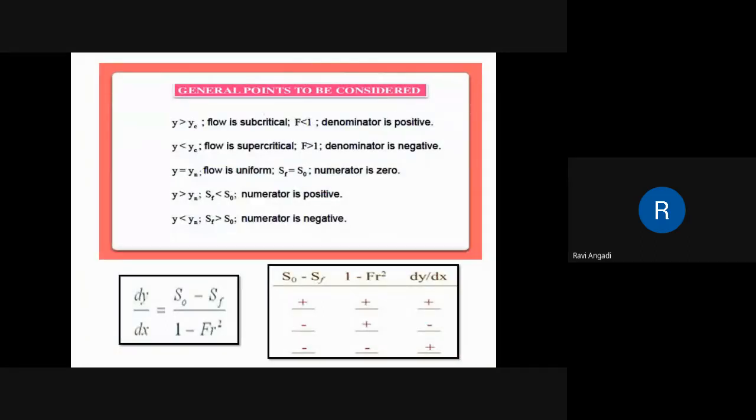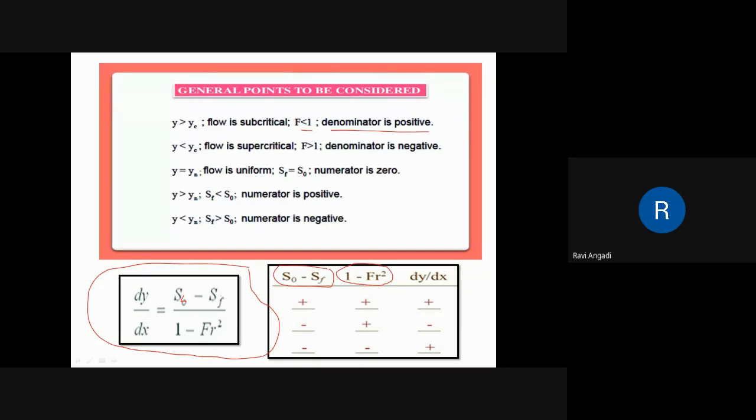So again, the same as I mentioned here. If y is greater than yc, the flow is subcritical. The Froude number will be less than 1, so for this one, the denominator is positive. Look at this equation I have given here. SO or SB, whatever you take, is the bed slope, and SF or SE is the slope of the energy line, over 1 minus Fr square. So here also it is given as SO minus SF over 1 minus Fr square.